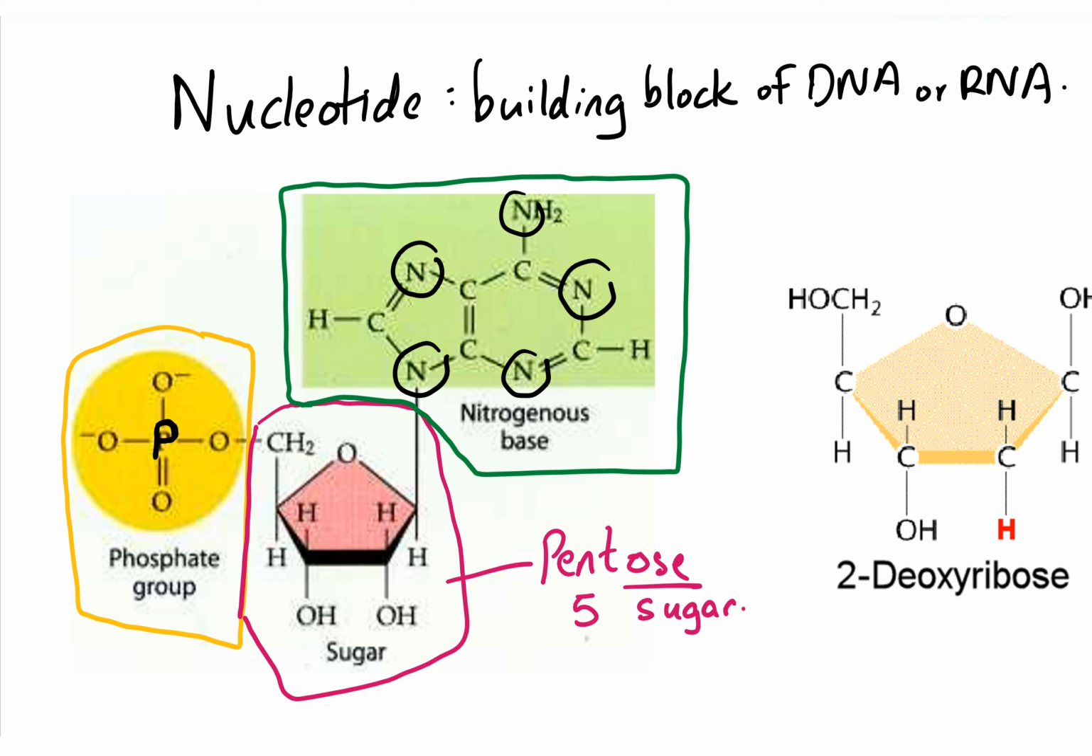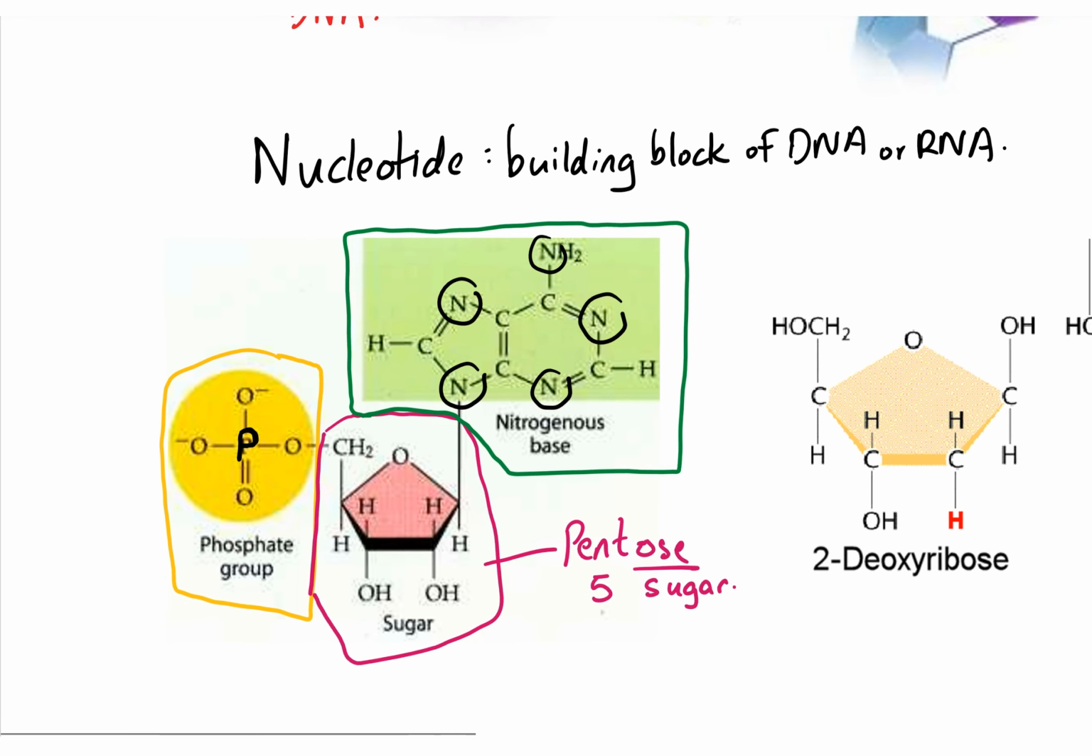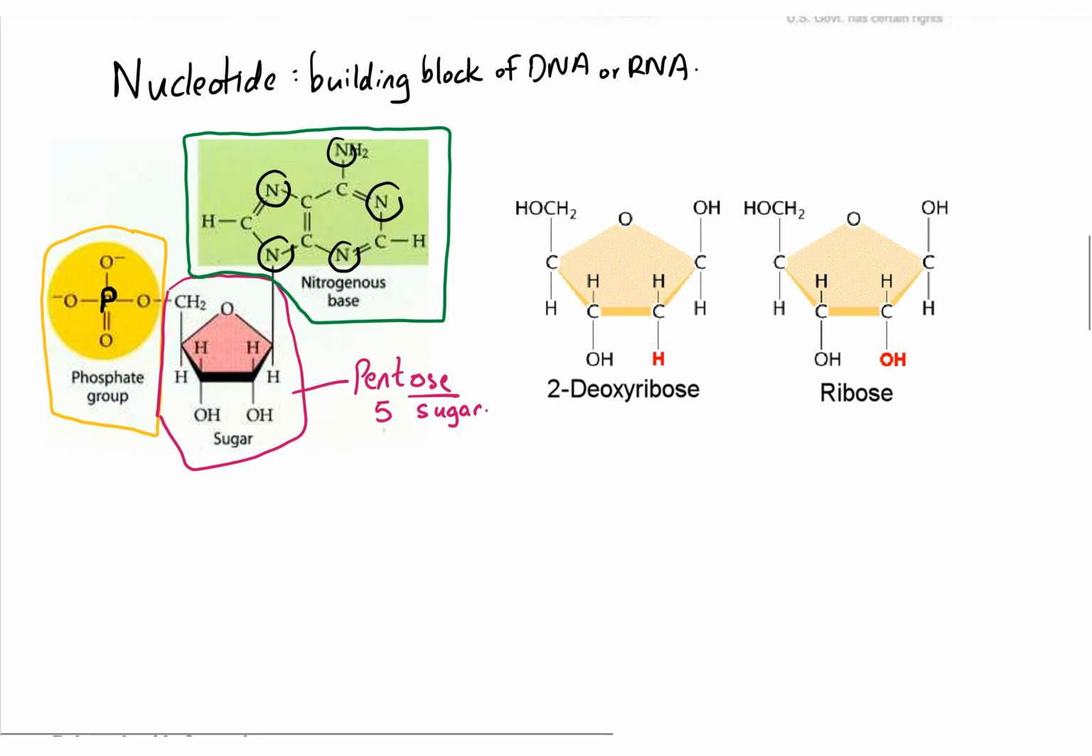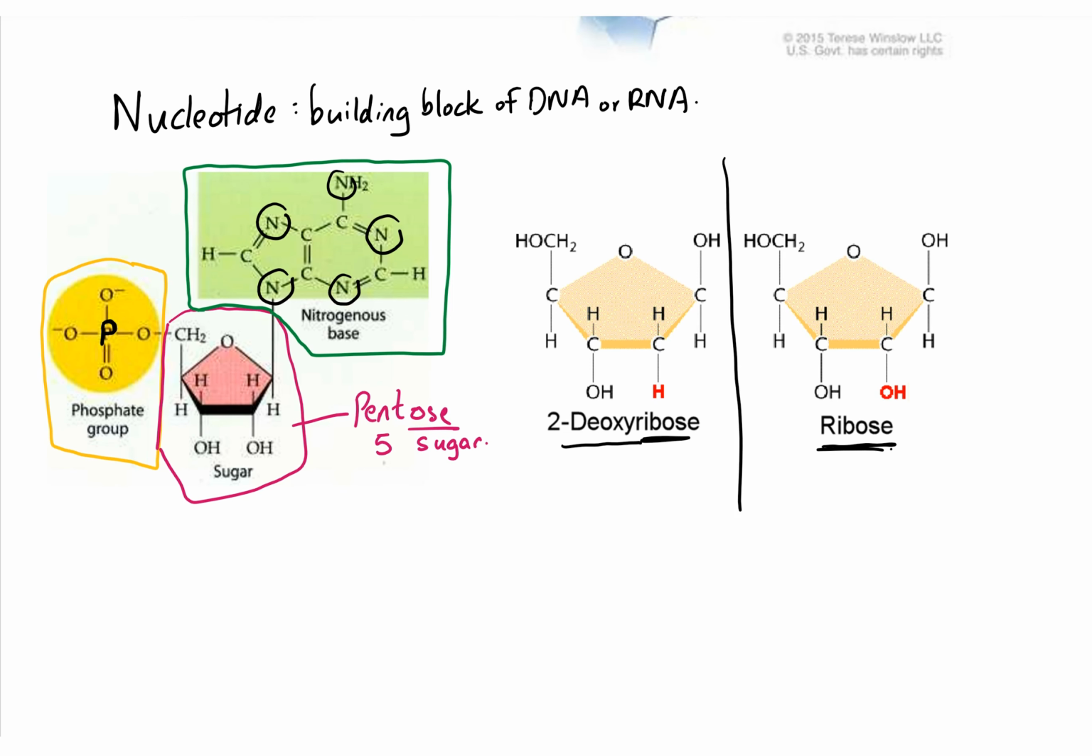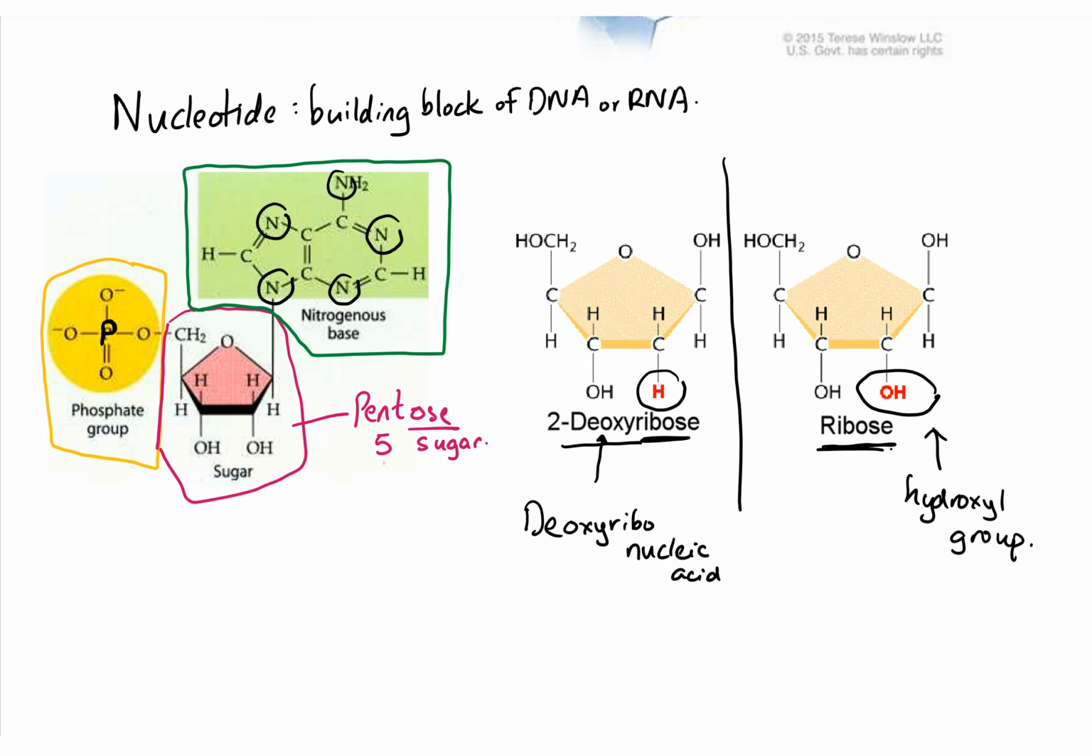So we have different types of bases and different types of sugar. But the major types of sugar that you're going to learn are deoxyribose and ribose. You can see that the deoxyribose has an H group while ribose has a hydroxyl group. This gives the differences between DNA and RNA. DNA, remember, stands for deoxyribonucleic acid. Because this nucleic acid is made up of a pentose sugar that has no oxygen in the ribose. So this sugar has an H group instead of a hydroxyl group.